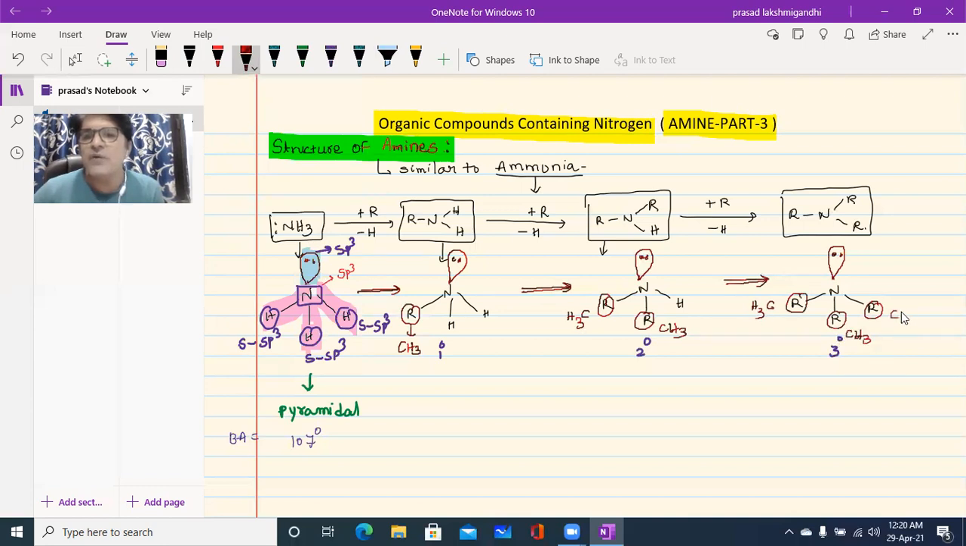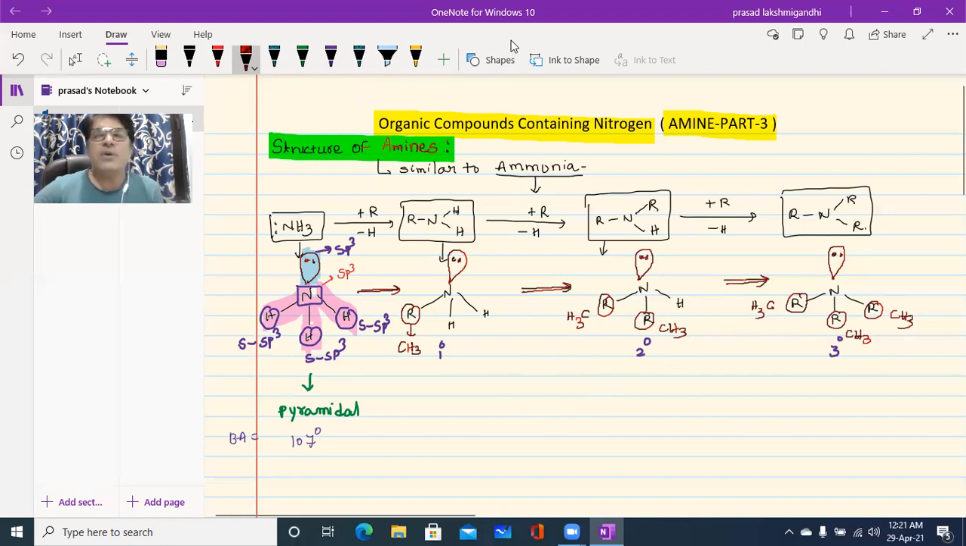From primary to secondary, secondary to tertiary, the number of alkyl groups is increasing. So that means the steric hindrance is more. Steric hindrance means the bulky groups are more. So with increasing bulky groups, the steric hindrance also increases. Then the bond angle also increases. So from ammonia to primary, primary to secondary, secondary to tertiary amines, the bond angle increases.